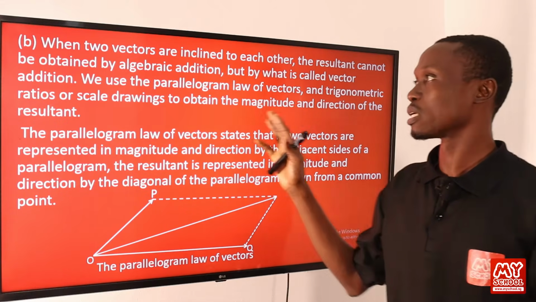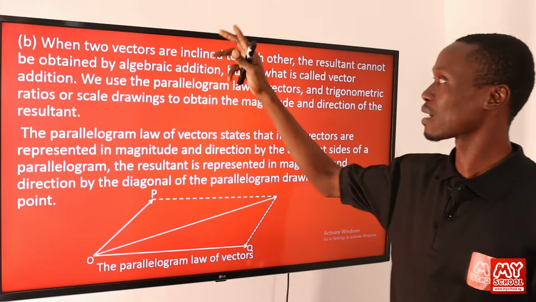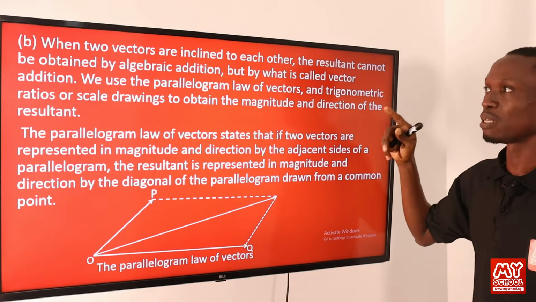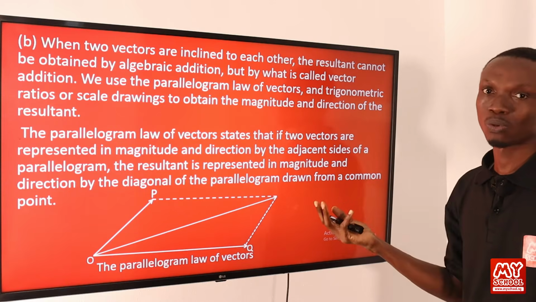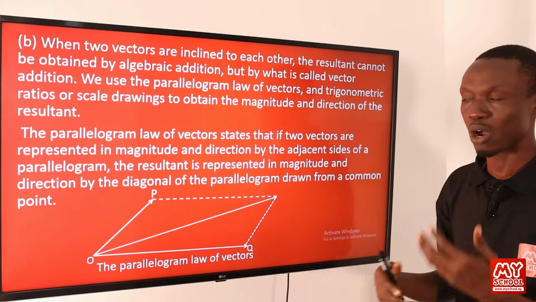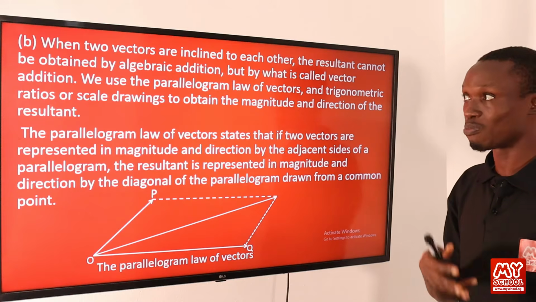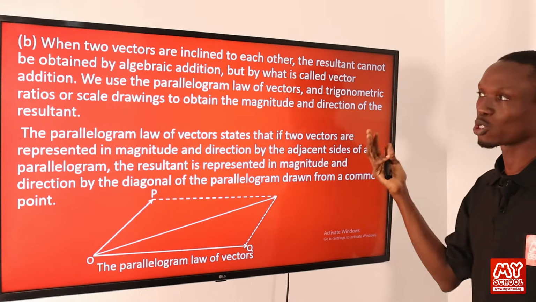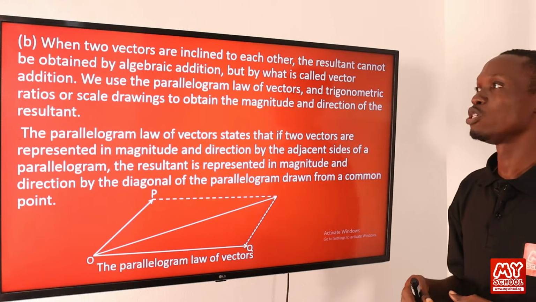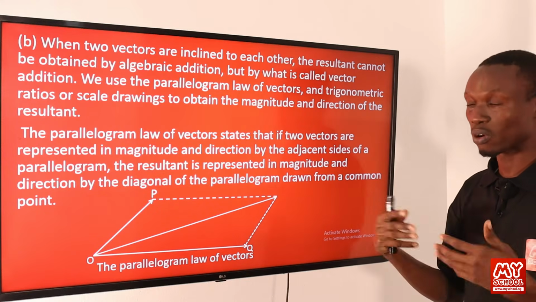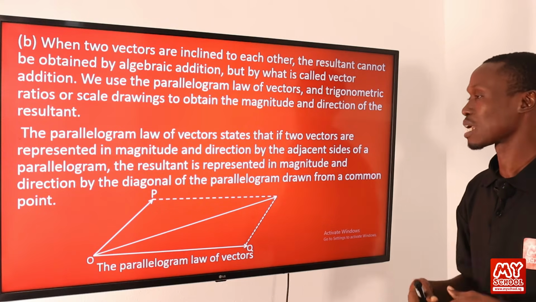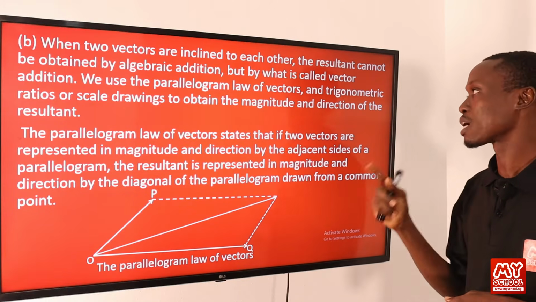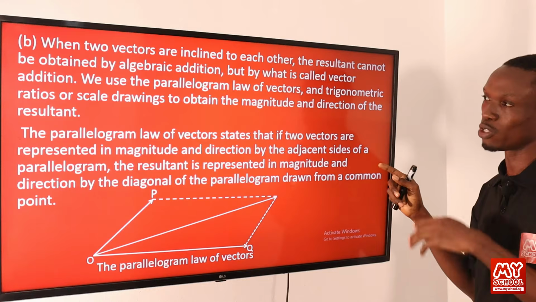Let me go through it again. When two vectors are inclined to each other, the resultant cannot be obtained by algebraic addition, just like we did in the previous slide. In this case, you use what we call vector addition. In vector addition, we use the parallelogram law of vectors, and we also use trigonometric ratio or scale drawing to obtain the magnitude and direction of the resultant.